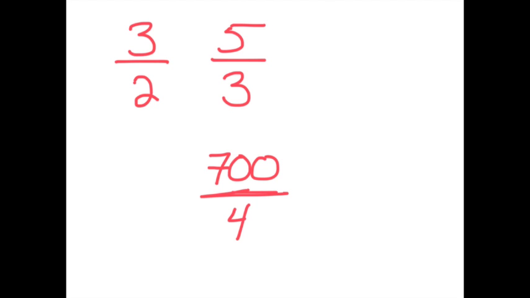Now, let's go ahead and take a look at what an improper fraction looks like when it is a mixed number. So let's focus on this example of 5/3. We're going to focus on this example right here. All right, 5/3.